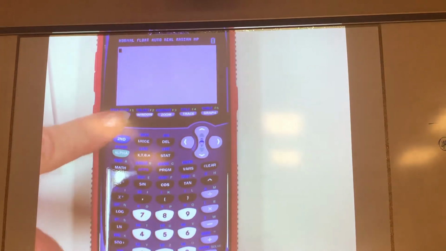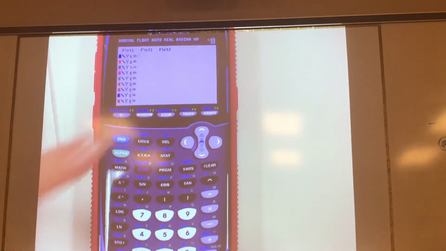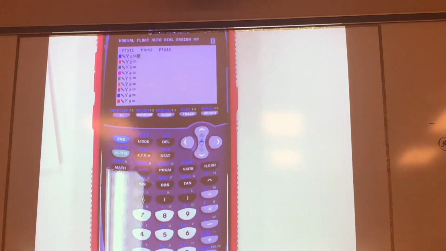Okay, so I'm gonna go y equals, okay? So where is absolute value? Y equals absolute value. Where is absolute value on this? That would be, oh, you could do Math.